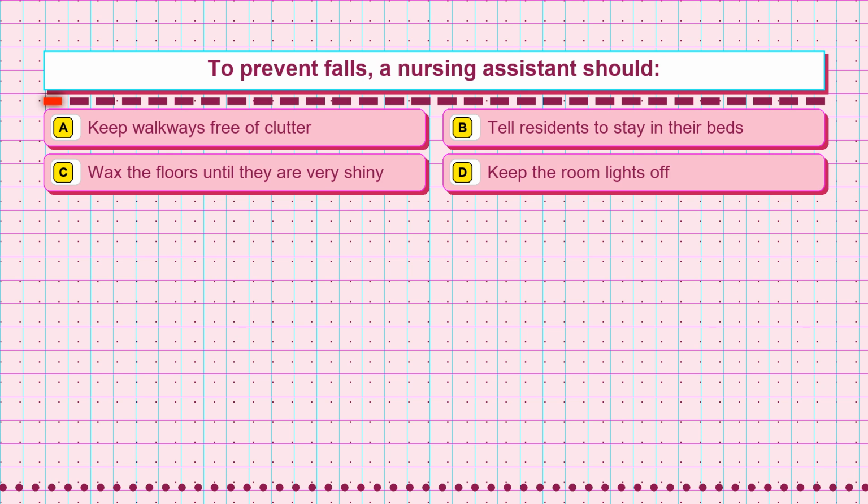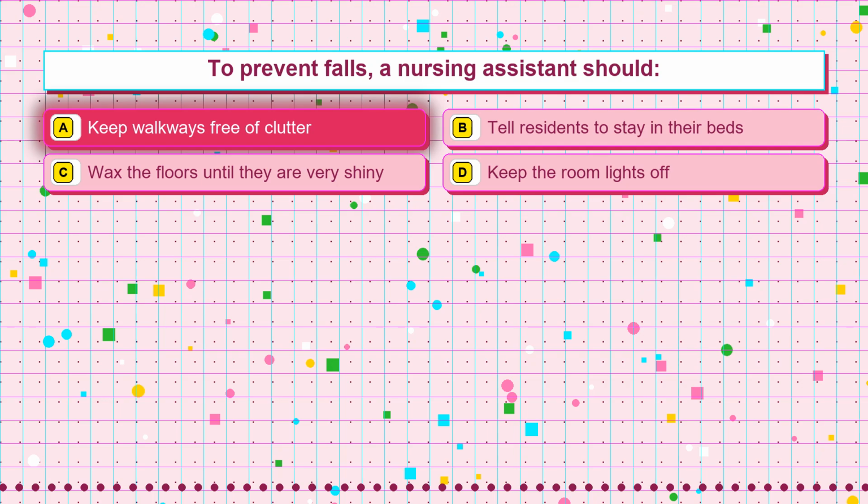Question 50. To prevent falls, a nursing assistant should: Option A. Keep walkways free of clutter. Option B. Tell residents to stay in their beds. Option C. Wax the floors until they are very shiny. Option D. Keep the room lights off.